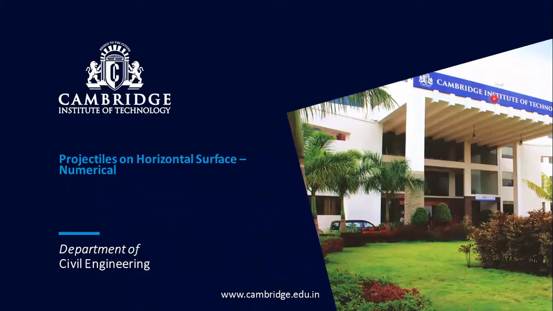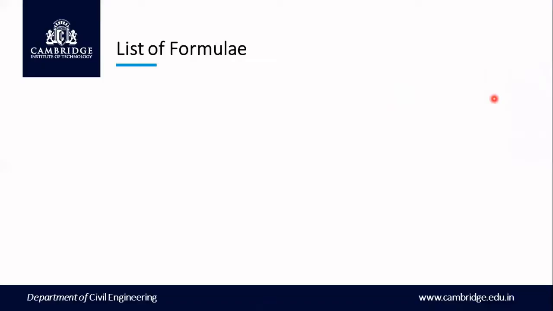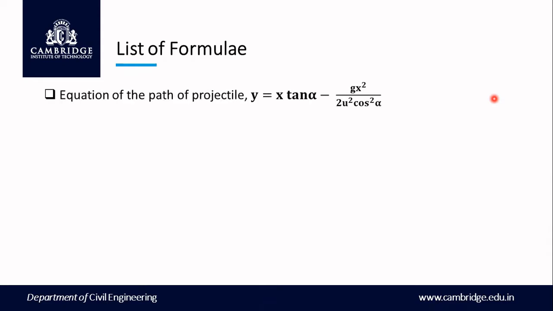In this video, we are going to learn some numericals on projectiles which are on the horizontal surface. Before we start, we'll brush up on the list of formulas we learned in the last videos about the introduction of projectiles. This was the equation for the path of the projectile. So it's a parabolic equation.